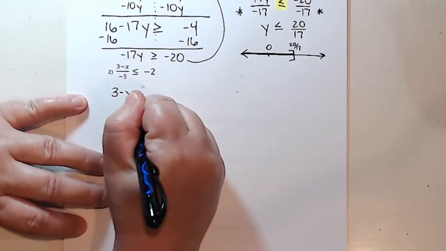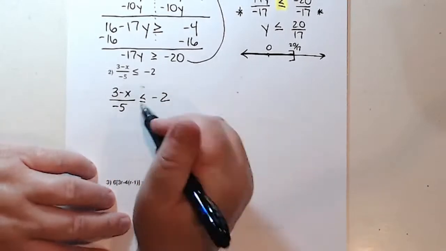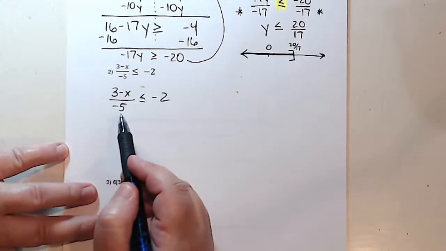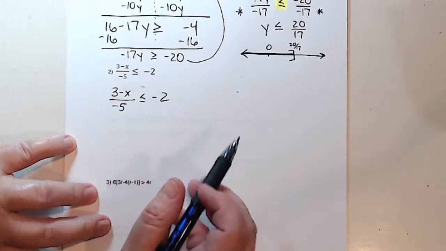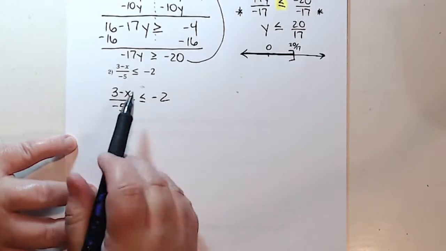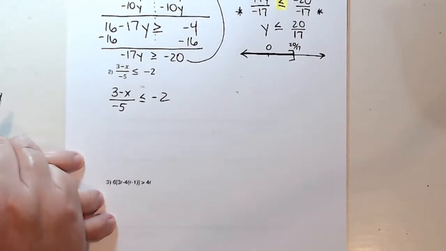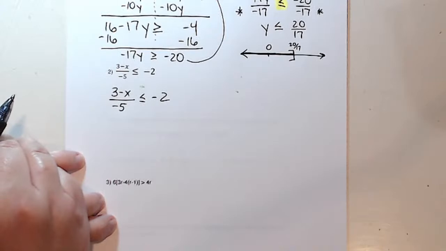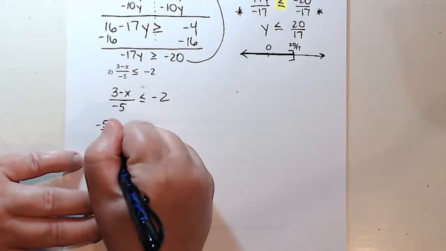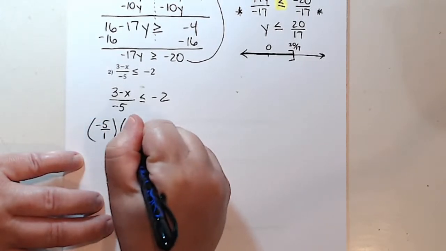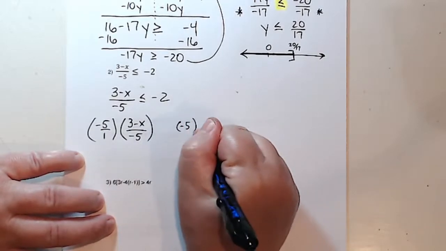Okay, I've got 3 minus x all over -5 is less than or equal to -2. Now, I will tell you there are ways to deal with this. When I was first learning this, I spent way too much time trying to avoid multiplying by a negative because I hated it. But here I'm actually forcing you into it. There is a way to avoid it. You're welcome to do whatever you'd like. But I'm going to go ahead and multiply both sides by -5 just because why not? So I'm going to multiply -5 over 1 to the left and -5 to the -2.